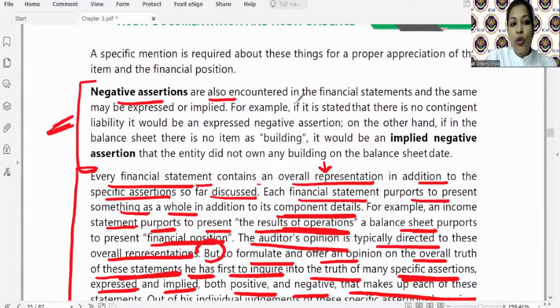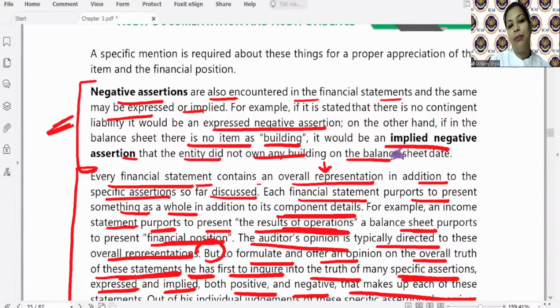Negative assertion are also encountered in the financial statement, and these may be expressed or implied. For example, if it is stated that there is no contingent liability, तो express कर दिया ना कि नहीं है contingent liability, तो express negative assertion. On the other hand, if in the balance sheet there is no item of building, it is what? एक्सप्रेस तो किया नहीं है, तो implied negative assertion that the entity did not own any building on the balance sheet date.